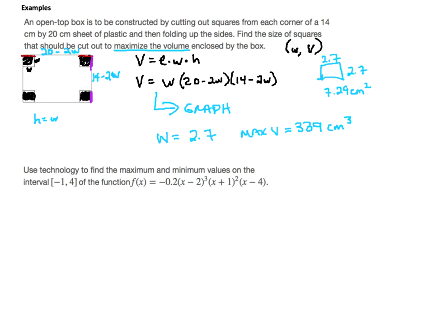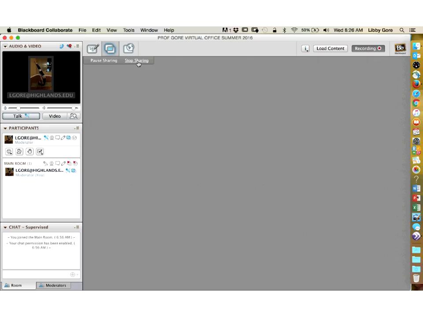Okay, and the last one we have here, this is the last slide, last problem. Sorry this lecture went so long. Use technology to find the maximum and minimum values on the interval between negative 1 and 4 of this function. Let me write the function down, and we'll go out to our Desmos calculator for the last time here. Negative 0.2 times (x minus 2) cubed times (x plus 1) squared times (x minus 4). I'm going to share my desktop.